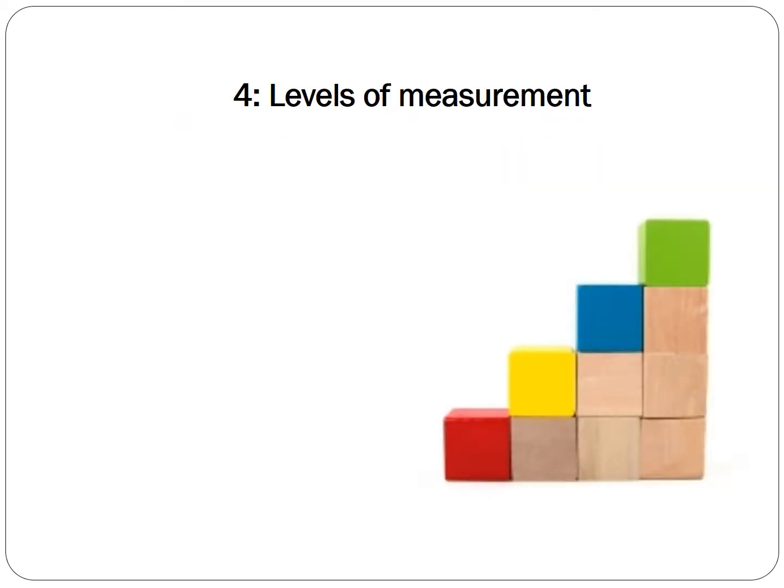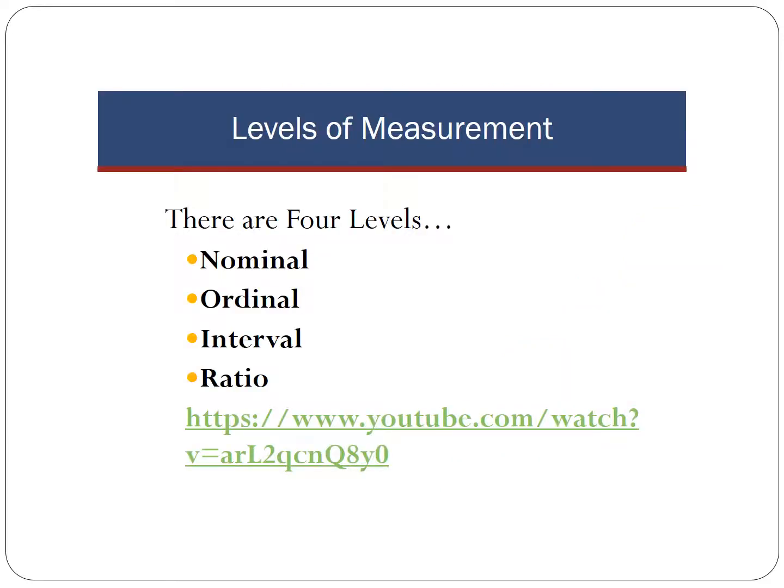The fourth concept relates to levels of measurement. It is important to remember that there are 4 different ways of measuring a variable. You can remember these 4 levels of measurement with the term NOIR, which stands for nominal, ordinal, interval, and ratio variables. To refresh your memory on these 4 levels, you can re-watch the following YouTube video.